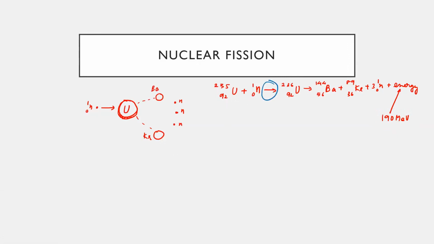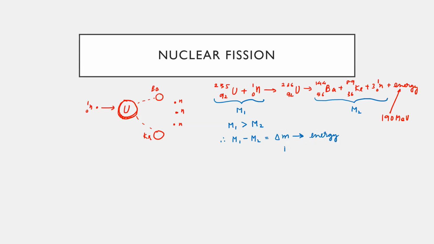You can see this is an arrow. Before that, these are the reactants. Let's say these reactants have mass M1, and these products have mass M2. It is observed that the reactants' mass is more than the products' mass, and therefore the difference in mass, M1 minus M2, is equal to delta M. Now delta M changes to energy.